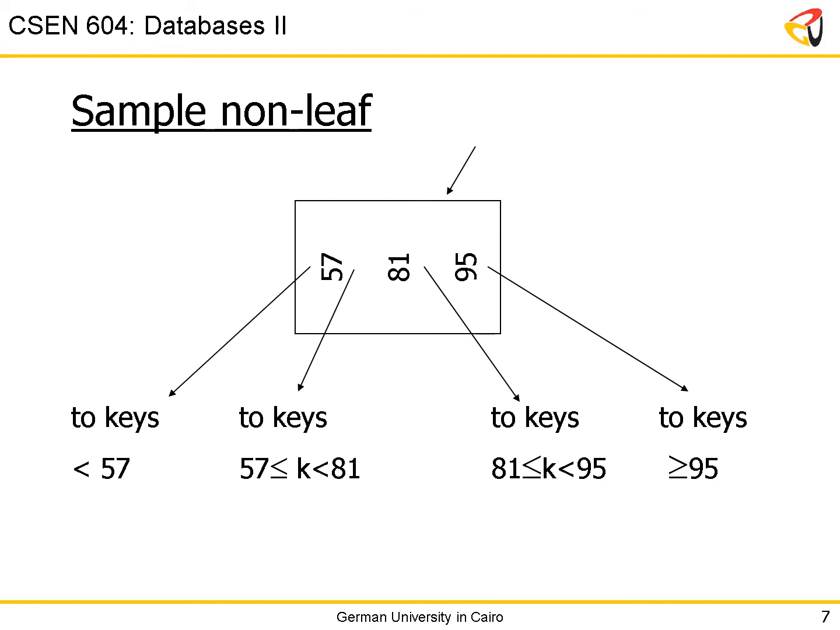So from the illustration here, it should be clear that I will always have n keys, for some n. N could be 2, could be 3, could be 4, could be 5. And I will have n plus 1 references to children of this node. As you see here, if I have 3 keys, 57, 81, and 95, then I'm going to have 4 references: less than 57, between 57 and 81, between 81 and 95, and greater than 95.